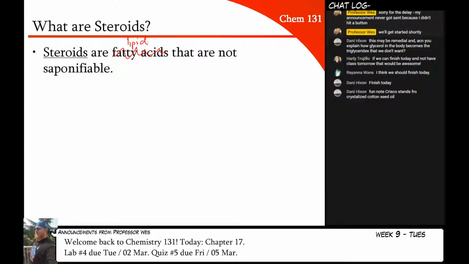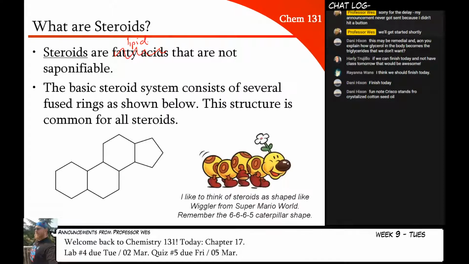There is a very specific structure for a steroid, and it looks like this caterpillar, which is why I put it in here. If you've played Super Mario World, you know what Wiggler is. And I'm showing my age here because this is a video game from like 1991. But the structure of a steroid looks like a caterpillar, and it goes like this. So 6, 6, 6, 5, where the 5 is his nose.